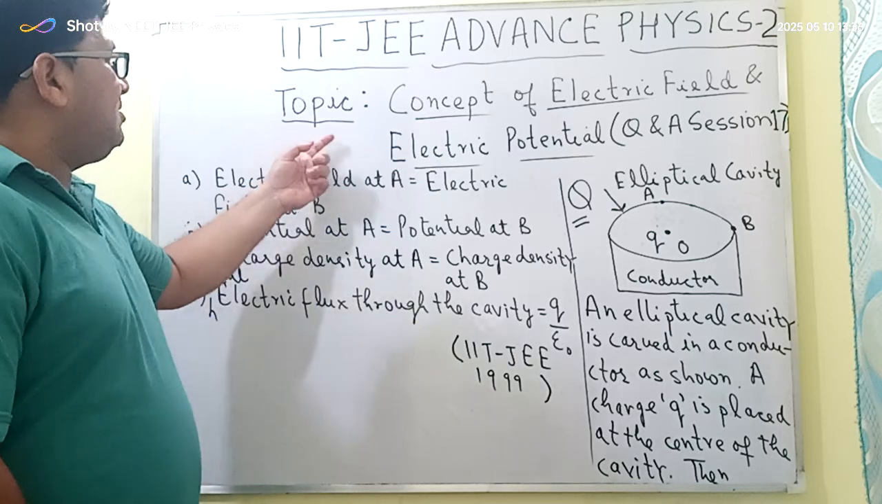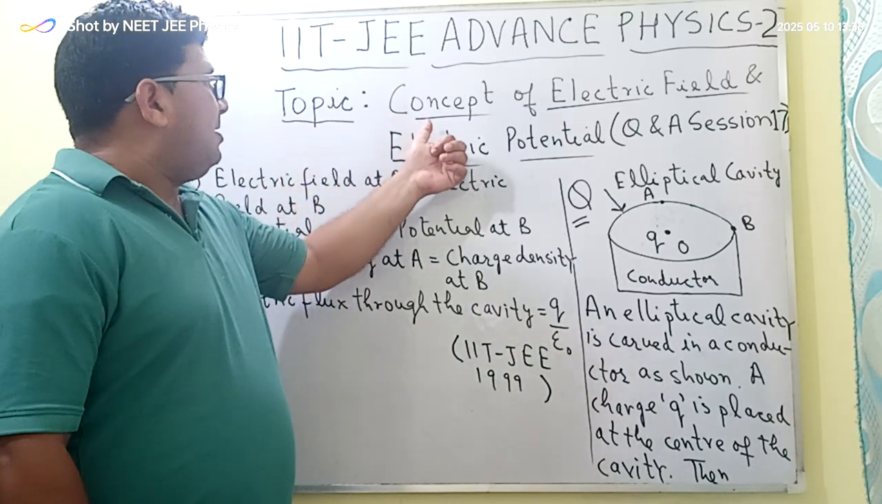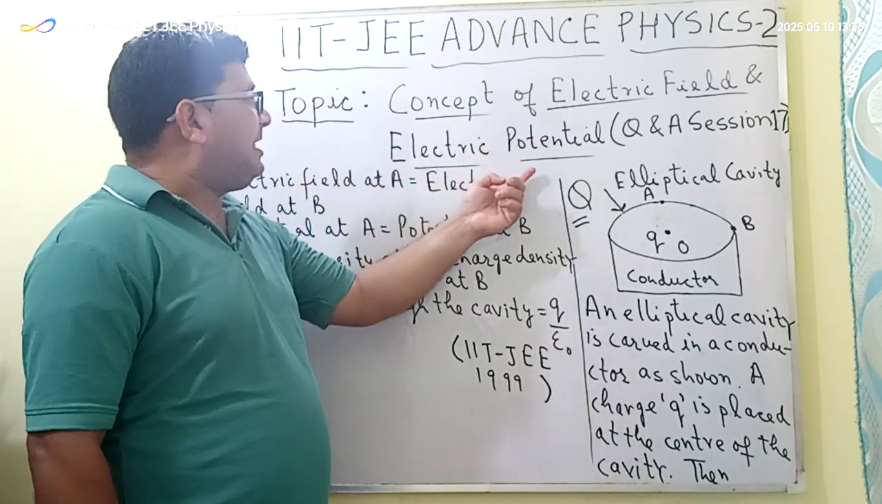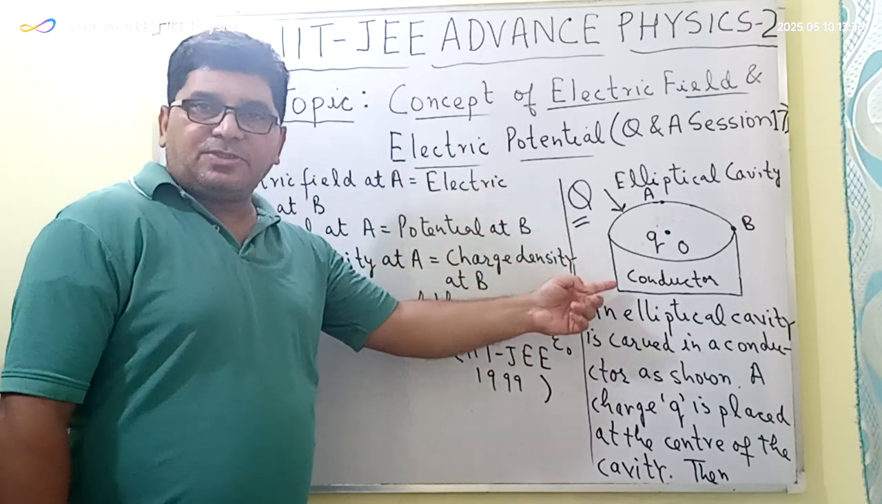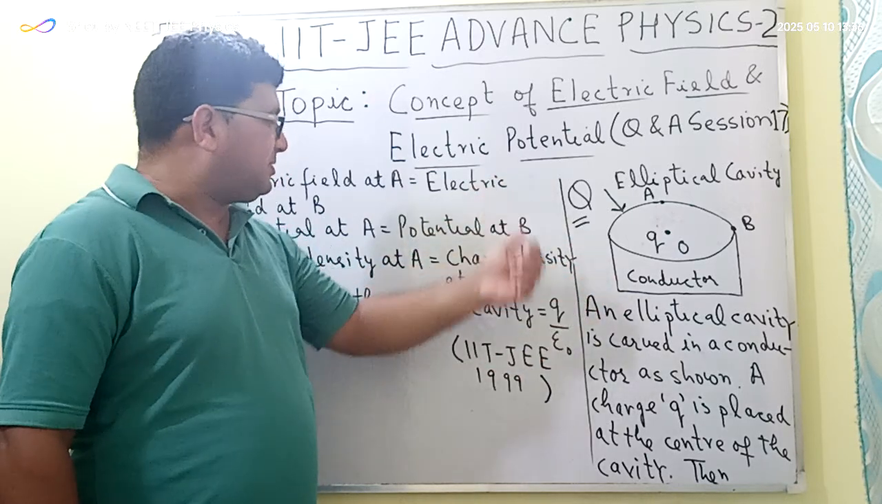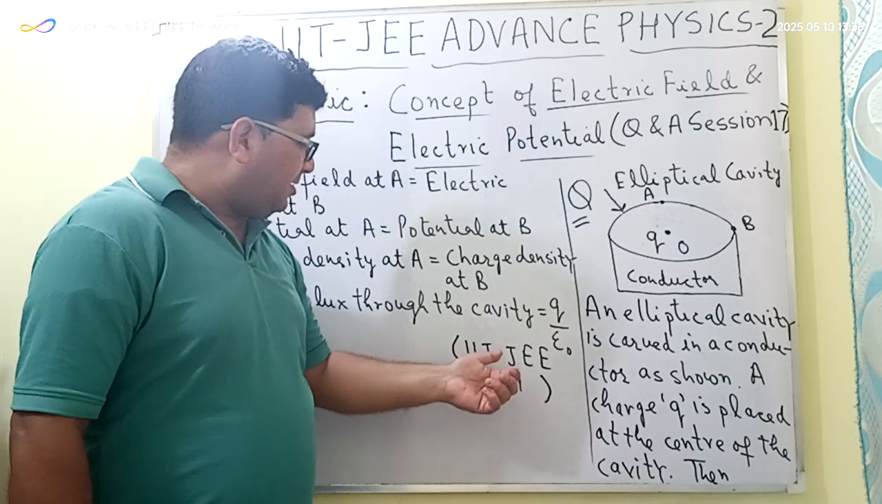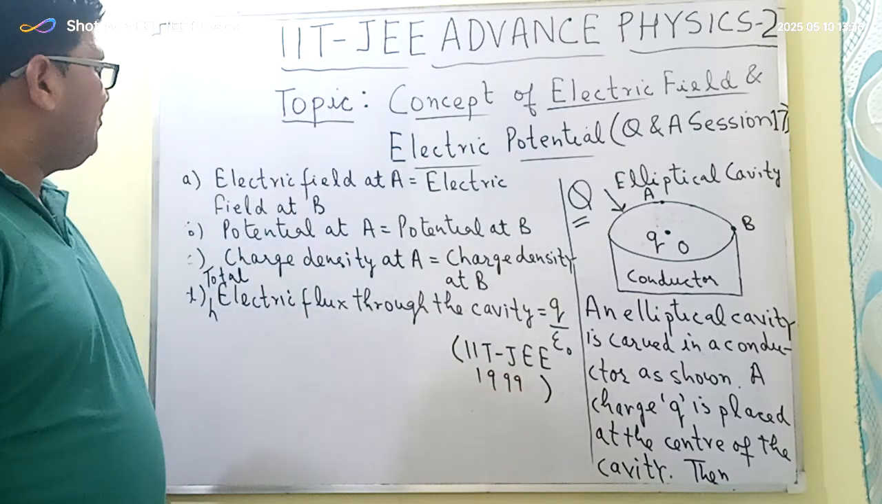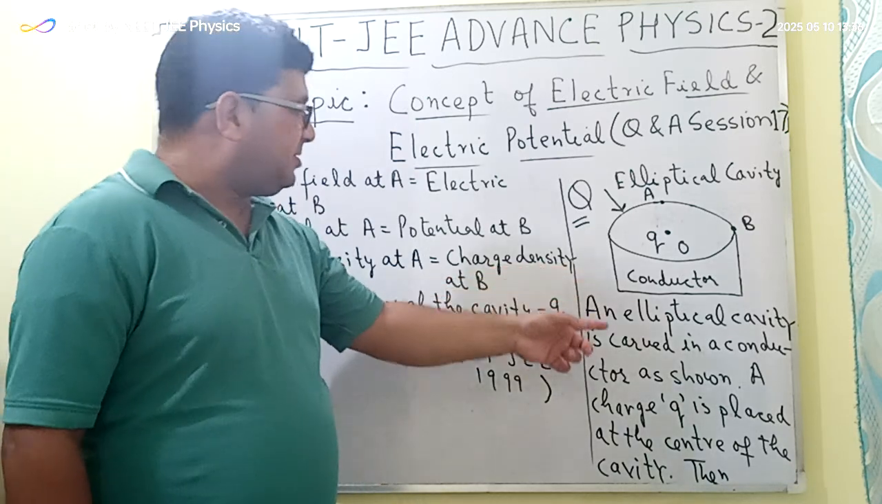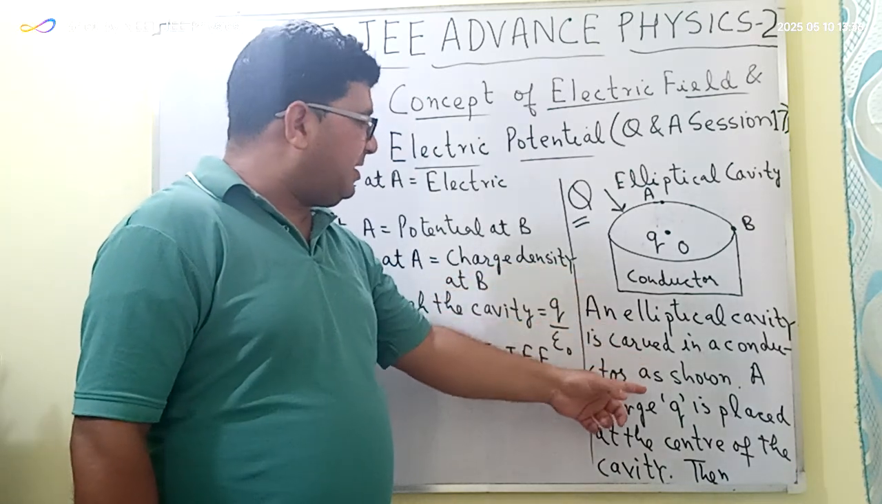The topic is the concept of electric field and electric potential. And this is the question which I have taken for this session, which was asked in the IIT-JEE examination in the year 1999. So the question here is, an elliptical cavity is carved in a conductor as shown.